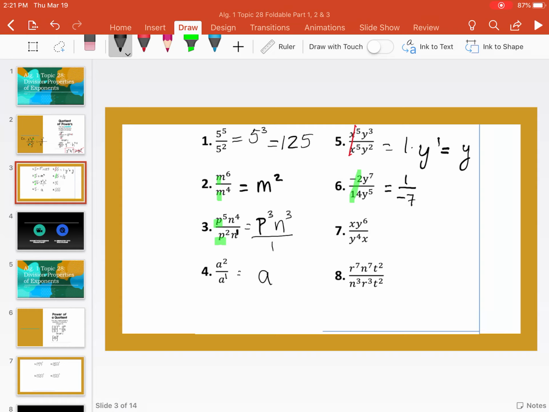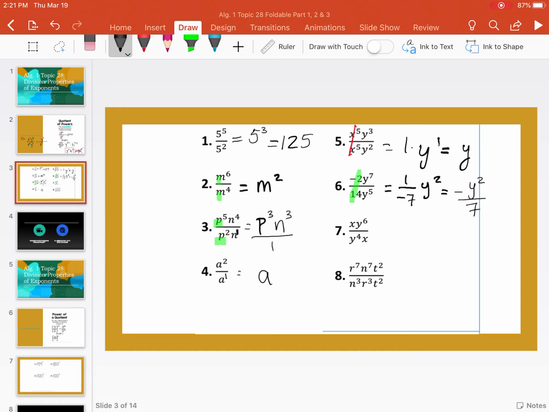Now let's look at our y. So y to the 7th over y to the 5th. 7 minus 5 is going to be y squared. And if we want to write these together, we can rewrite this as negative y squared over 7. So that's kind of like smooshed together.